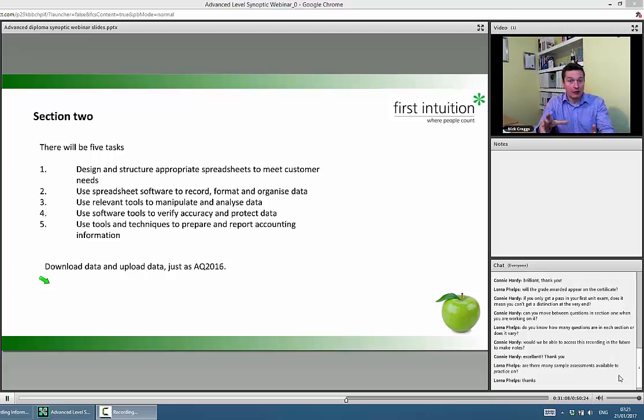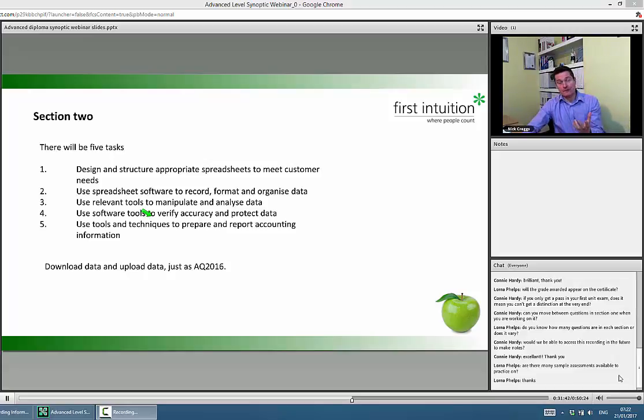But this second section is almost standalone compared to the rest of the Synoptic. The rest of the Synoptic is like a big mess of everything put together, one big cooking pot. This is spreadsheets, very, very distinct, and very much like the AQ 2013 exam. The way it works is you'll download a spreadsheet, you'll enter some data, you'll manipulate some data, and you'll present some data, and then you'll do some other things like checking it and protecting it and that sort of thing.